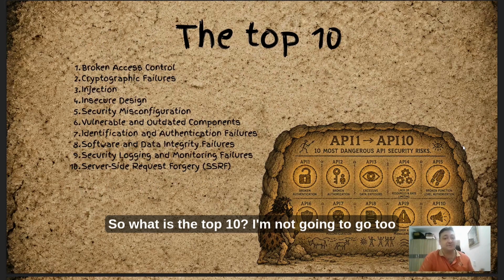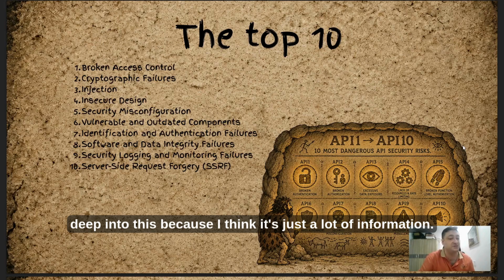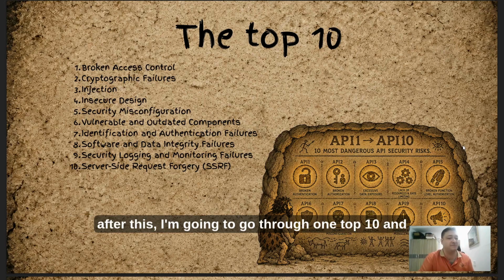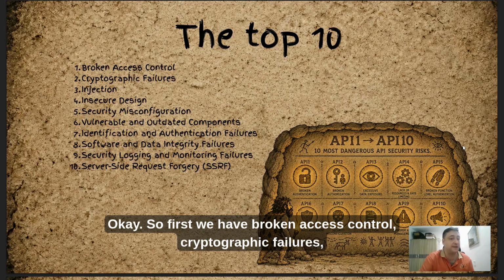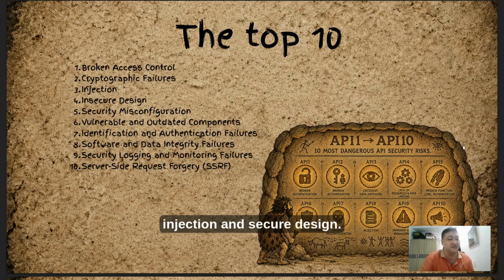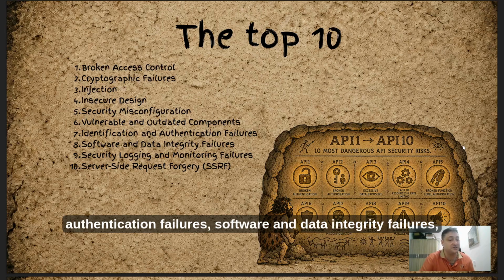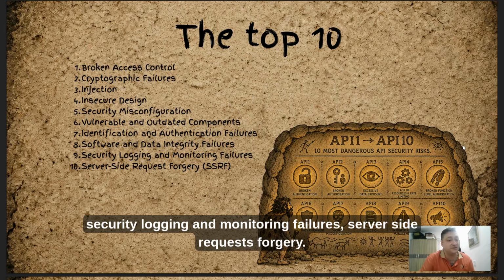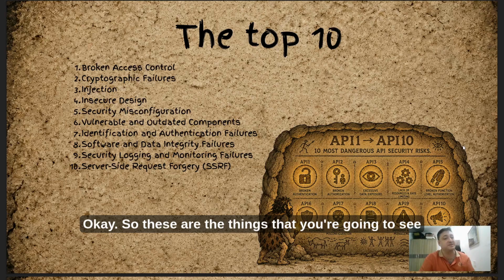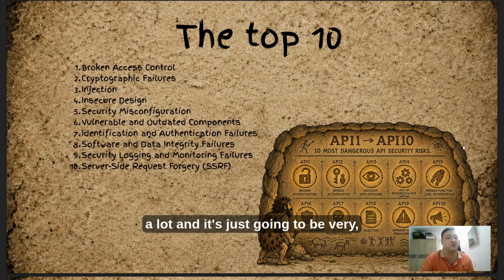Okay, so what is the top 10? I'm not going to go too deep into this because I think it's just a lot of information. So in each video after this, I'm going to go through one top 10 item and show you the different things that you could see. Okay, so first we have broken access control, cryptographic failures, injection, insecure design, security misconfiguration, vulnerable and outdated components, identification and authentication failures, software and data integrity failures, security logging and monitoring failures, server-side request forgery. Okay, so these are the things that you're going to see a lot, and it's going to be very important to learn about them and how to use them very well.